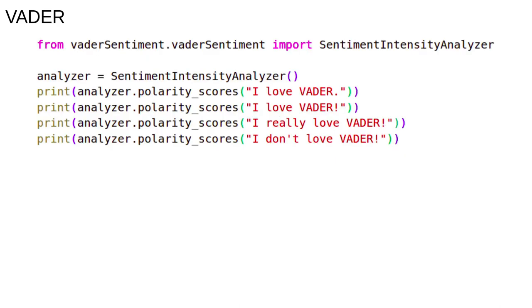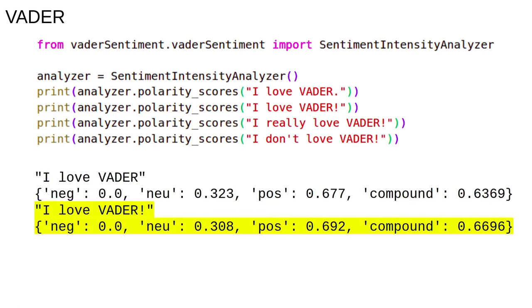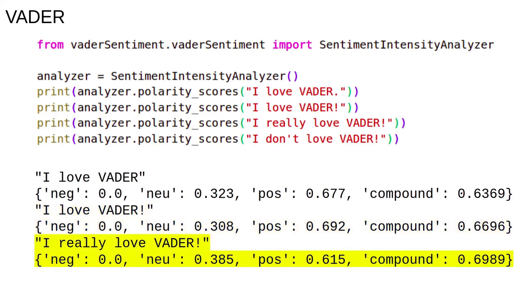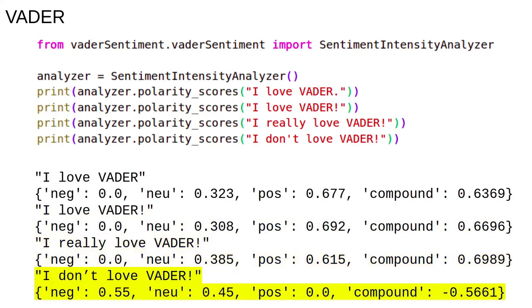Using VADER is simple. We install it, import it, and then compute the polarity scores. This is the output. We get a negative score, a neutral score, a positive score, and the so-called compound score, which is usually the one you want to look at. Comparing the first two sentences, we see the exclamation mark has made the score for that sentence slightly more positive. The adverb really has boosted the score even more. The last sentence, as expected, is negative.